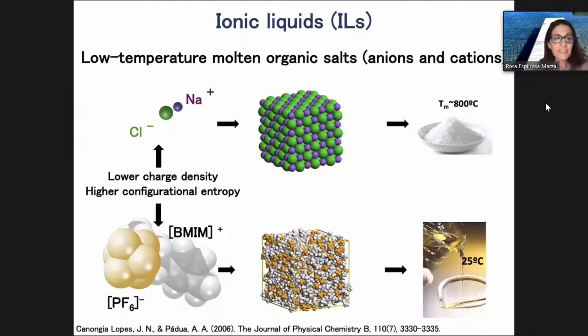In the case of ionic liquids, at least one of the ions is polyatomic and of organic nature. This reduces the charge density and also increases the configurational entropy. And as a result, the ions are less well organized. They don't form a crystalline structure, and they remain liquid over a wide range of temperatures. And many of them are liquid at room temperature.